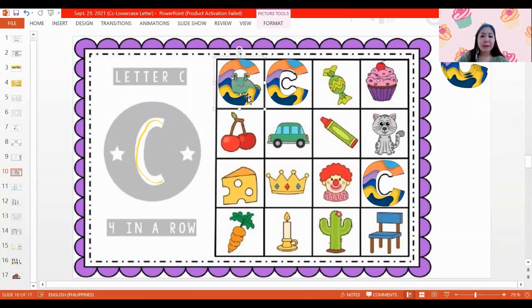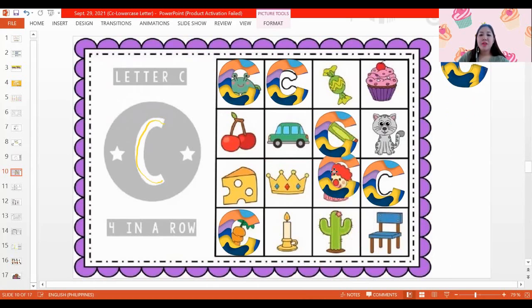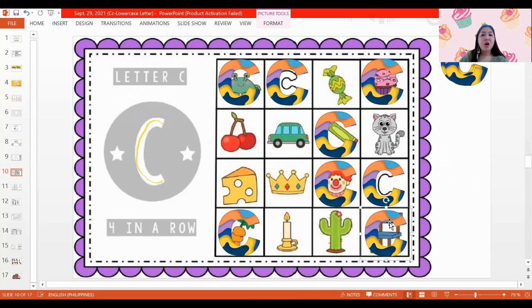Cover the crab. Next, let's cover the carrot. Cover the carrot. Next one, let's cover the crayon. Cover the crayon. Then we cover the clown. Cover the clown. Then we will cover the cupcake. Cover the cupcake. Then we will cover the chair. Cover the chair. Next, we will cover the candle.